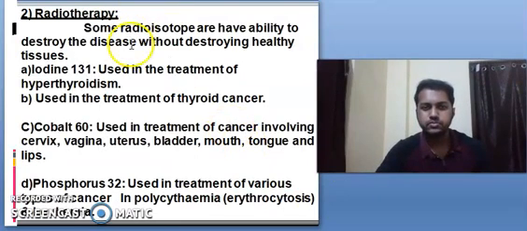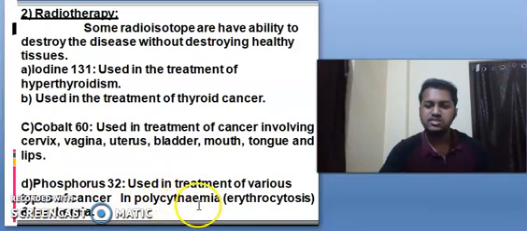Radiotherapy. Some isotopes have the ability to destroy the disease without destroying healthy tissues. A, iodine 131 is used in the treatment of hyperthyroidism. B, used in the treatment of thyroid cancer. C, cobalt 60 is used in the treatment of cancer involving the cervix, vagina, uterus, bladder, mouth, tongue and lips. D, phosphorus 32 is used in the treatment of various types of cancer, in polycythemia, erythrocytosis and leukemia.